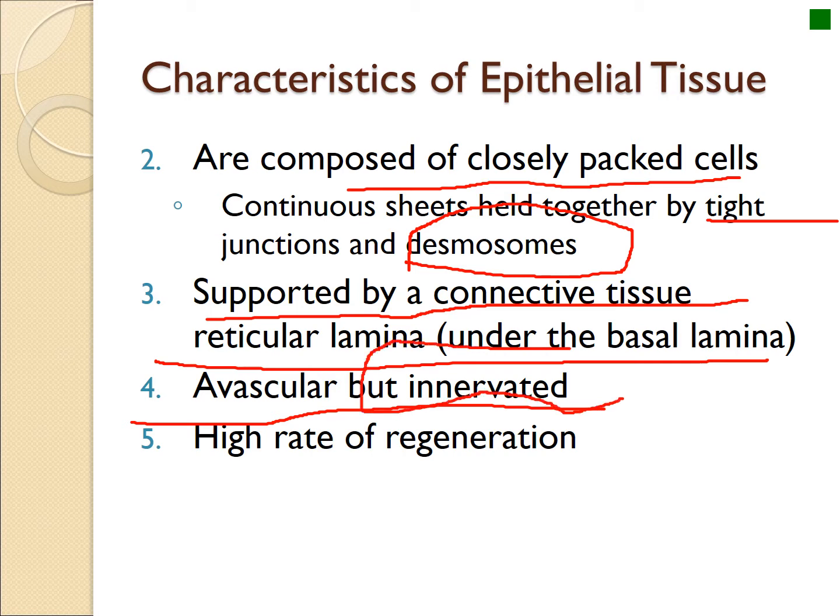Now, epithelial tissue can have innervation. That means nerves can be embedded in it, and you'll see this again in skin, because skin is a perfect example of a very complex epithelial tissue.